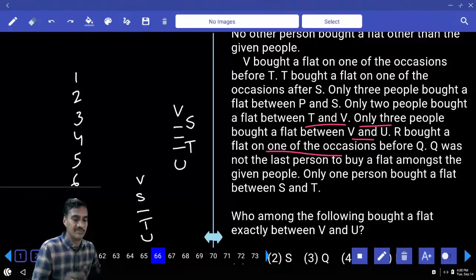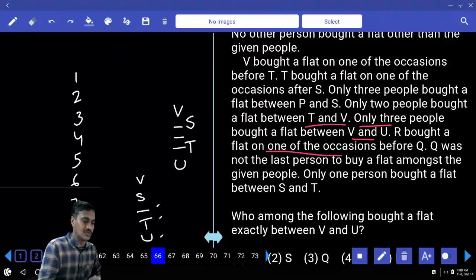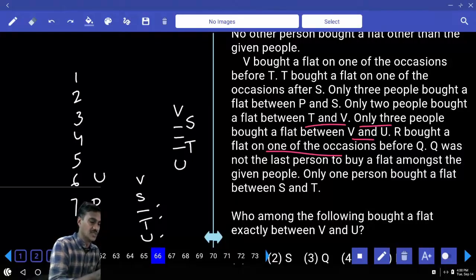And at the same time between S and P we need to have 3 persons. Between S and P, 3: 1, 2, 3, P must be at the last. Hence P is here, and above this P, U is here, next one is T, there is a blank, and this is S, and this will be V.